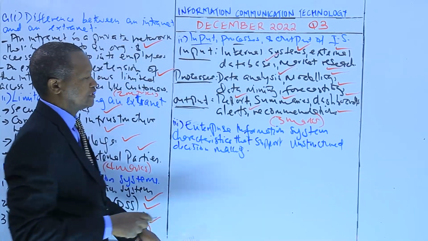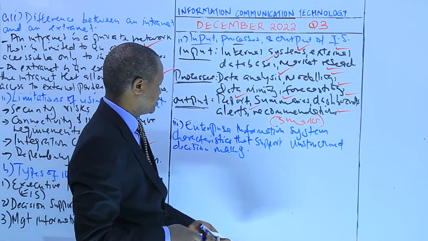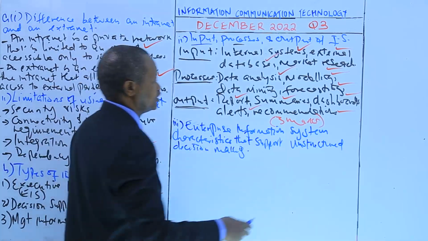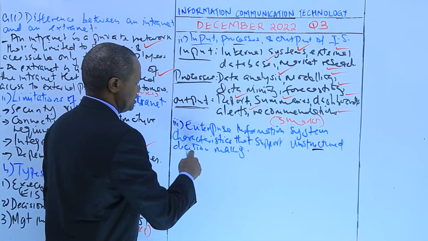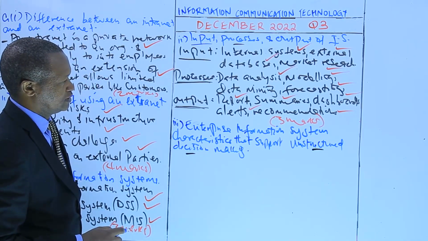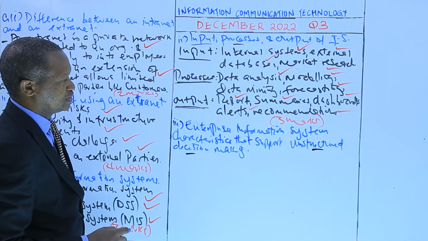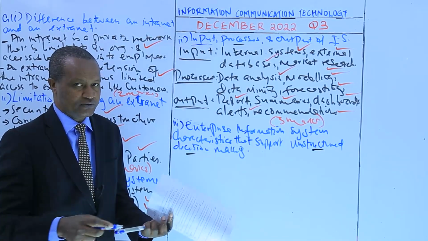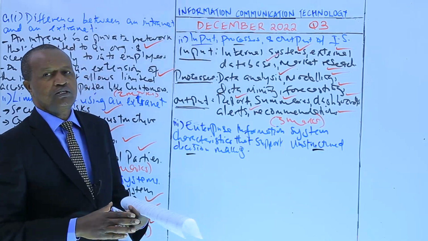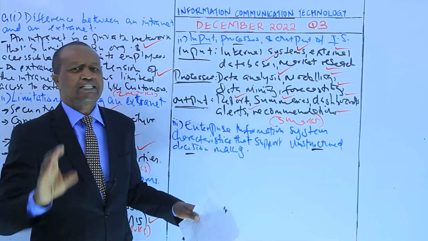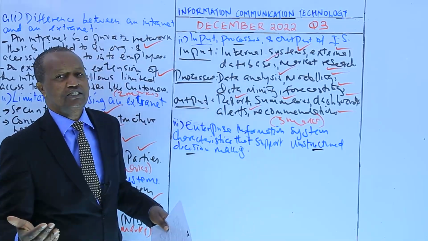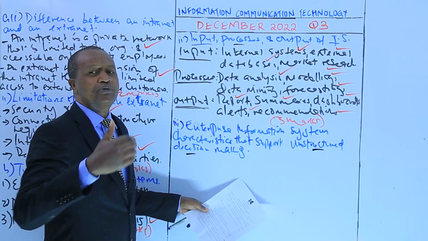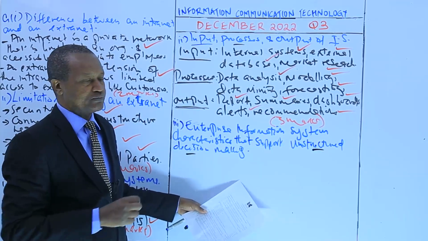Number 3, enterprise information system characteristics that support unstructured decision making. Candidates, an information system that supports unstructured decisions typically possesses certain characteristics that are designed to accommodate the fluid and unpredictable nature of such decisions.